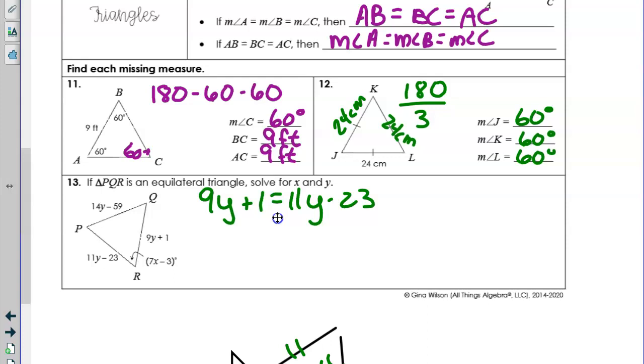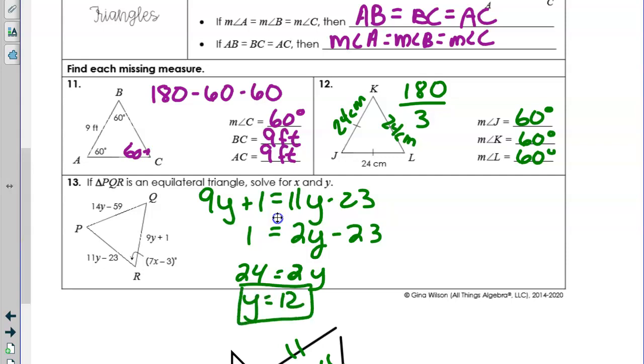Then take the 9y to the other side. You get 1 equals 2y minus 23. You add 23 to both sides. 24 equals 2y, and y equals 12. And again, it does not matter which pair of sides you choose, because you'll get y equals 12 either way. What about the angles?